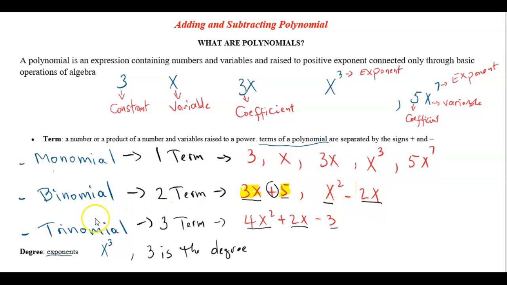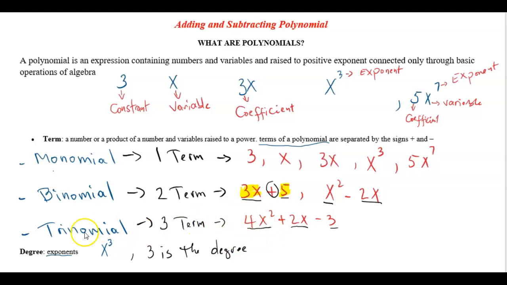Now let's check the trinomial. A trinomial has 3 terms. So we have here 4x squared plus 2x minus 3. The degree of the first term is 2, and the degree of the second term is 1, and the degree of the third term is 0. So 2 is bigger than 1 and 0. So that makes the degree of the polynomial 2.